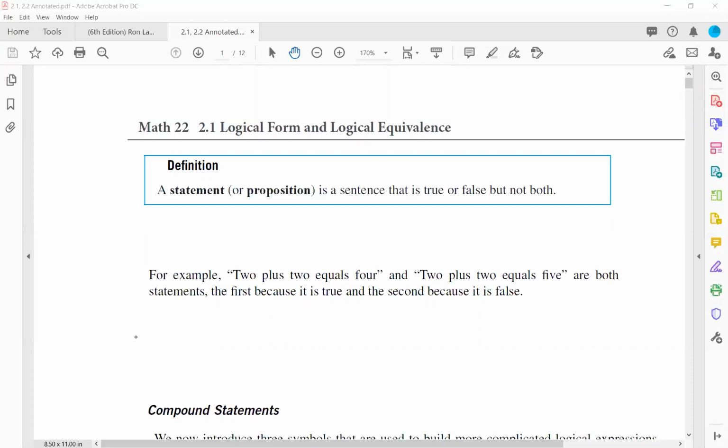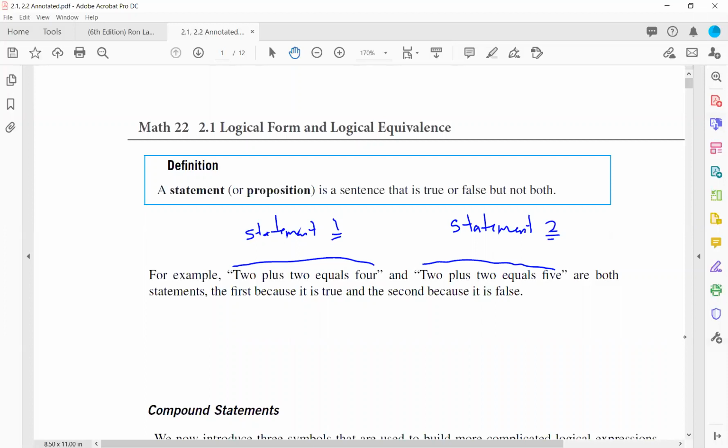This is one statement, one proposition. Statement 1. Another statement, 2 plus 2 is 5. Second statement, or proposition 2. One of them is true, the other one is false.